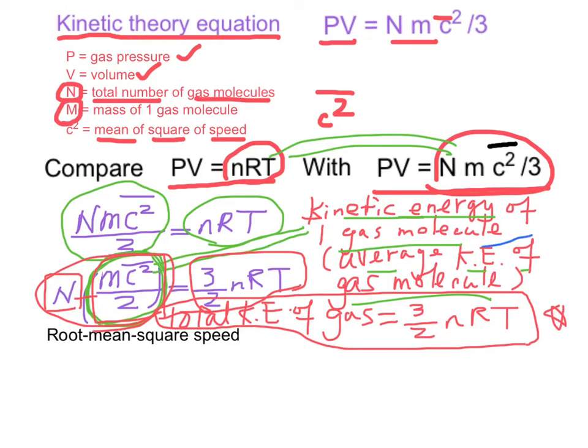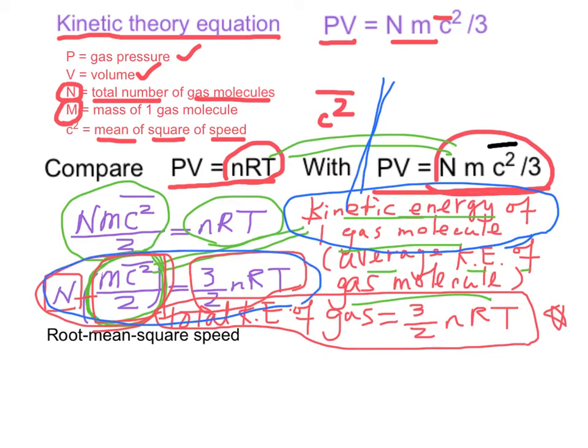And the kinetic energy of only one gas molecule will be found by this equation, which becomes 3 over 2 nRT over N, which is equal to 3 over 2 RT over our Avogadro number N_A.